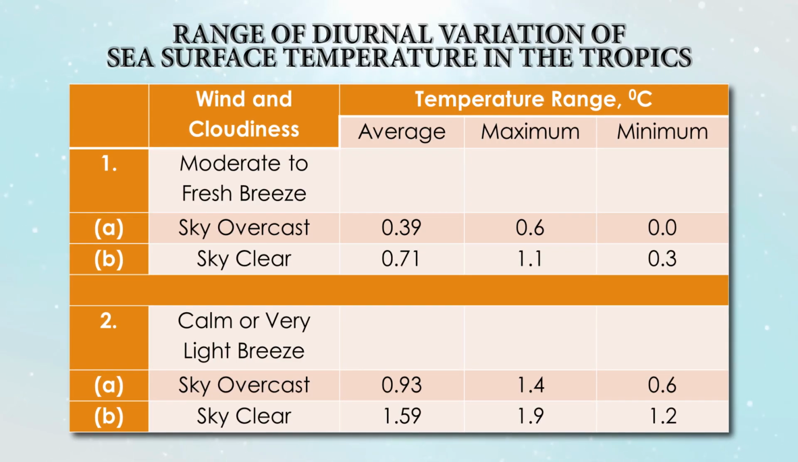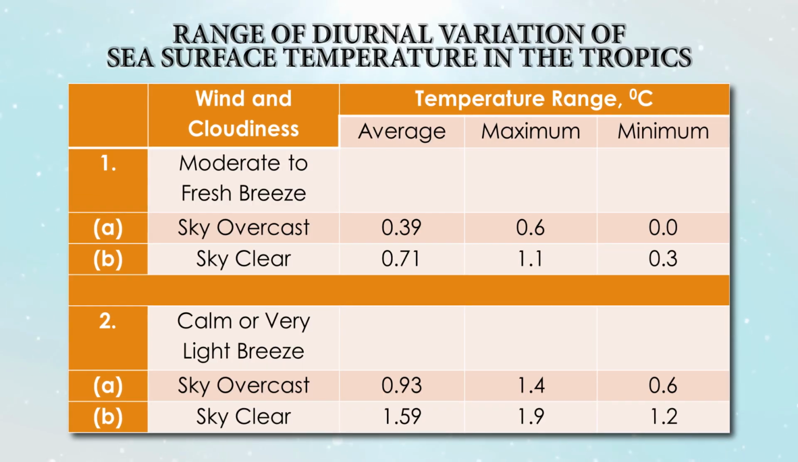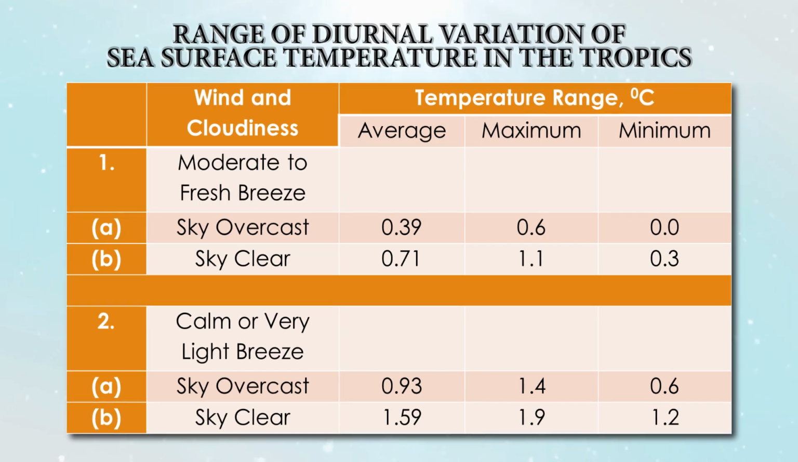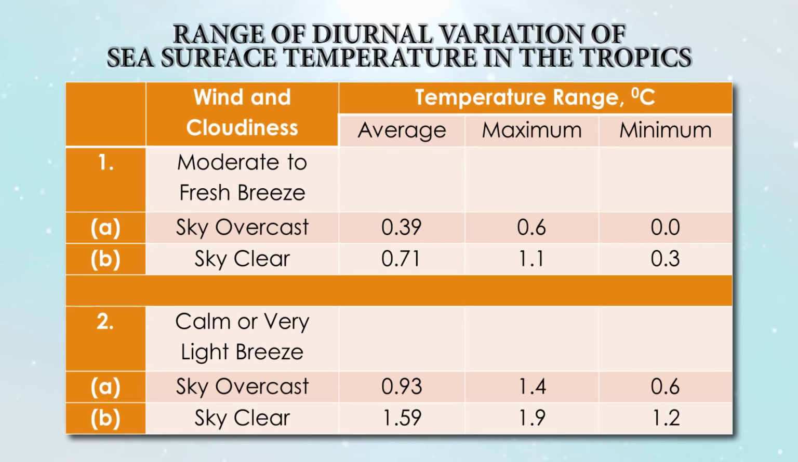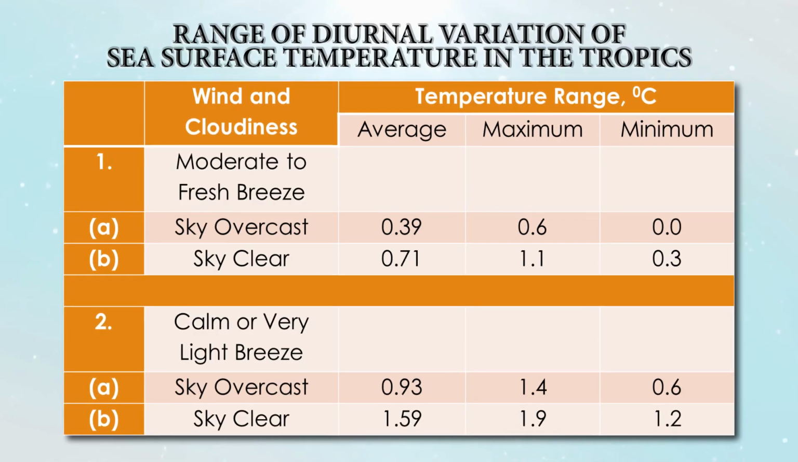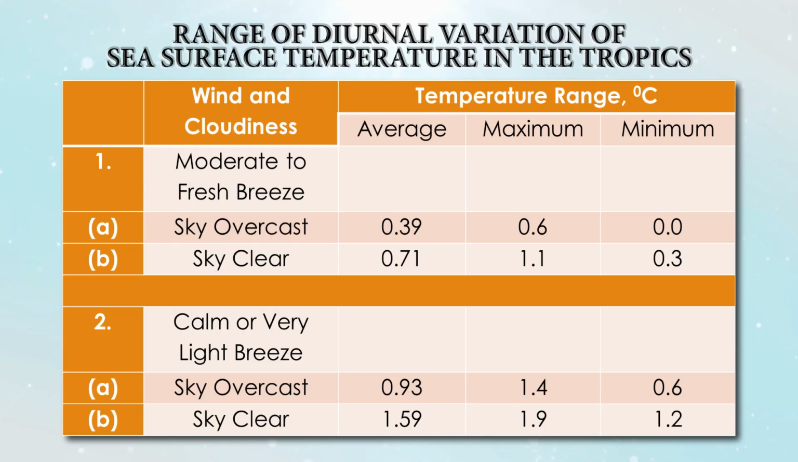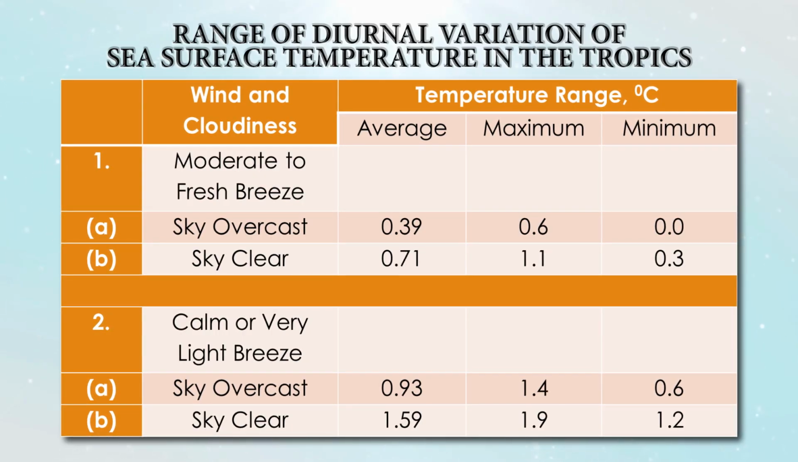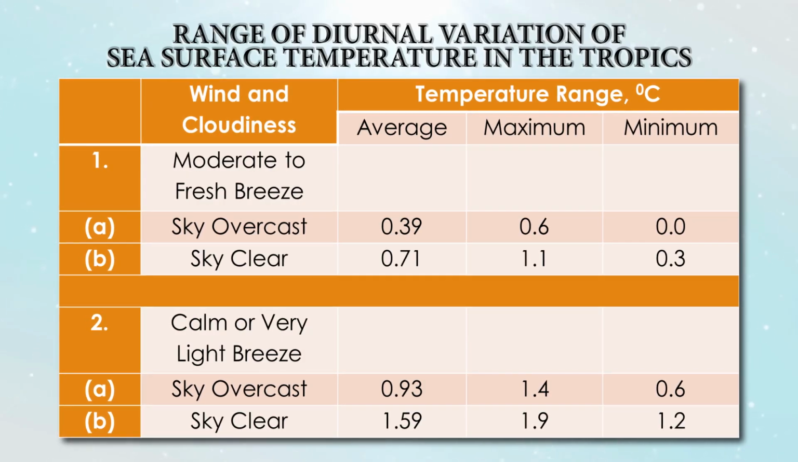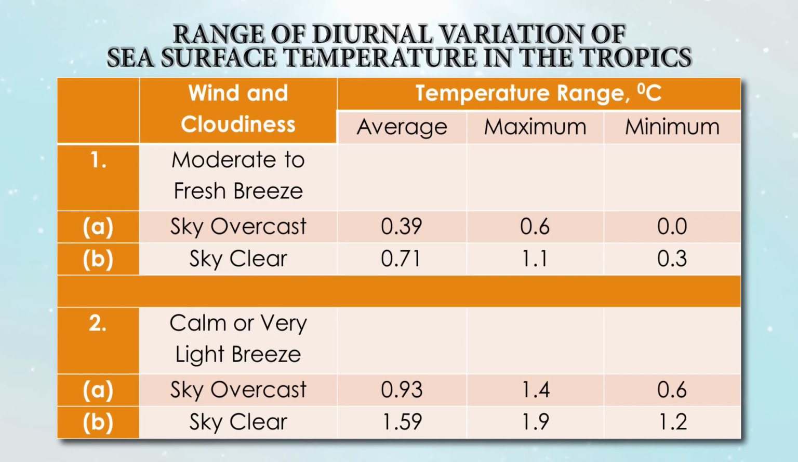So the atmosphere is not that calm, and in the later part you see the atmosphere is calm and a very light breeze is there. So the overcast conditions lead to a greater diurnal range of temperature, that is 0.93, and when the sky is clear it is even greater, compared to the previous condition when there is a moderate to fresh breeze. So you can compare and understand it in a better way with the study of this table.